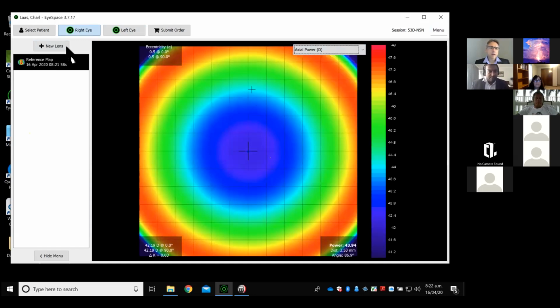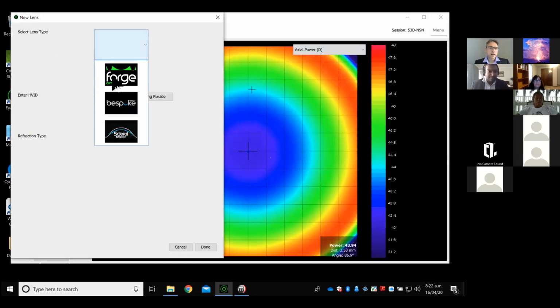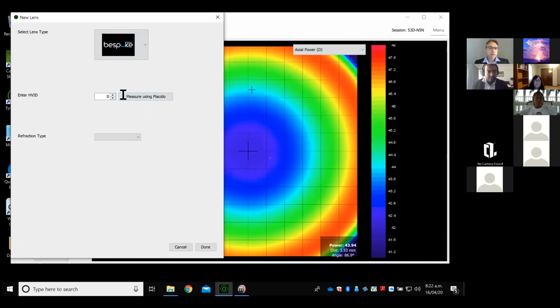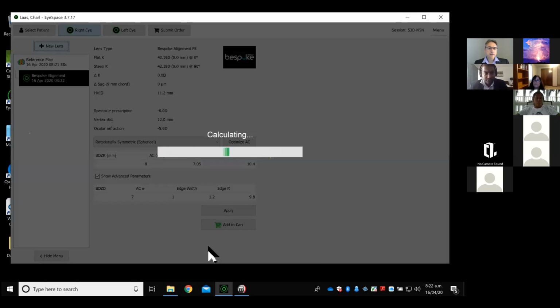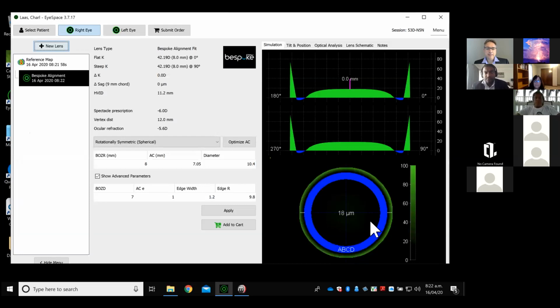So the same way as you would design any other lens, you will click on Forge or Bespoke. You will put the HVID measurement in, you will put your prescription in, and the software will design that lens based off the input data that you've just created. So that's an easy way to take any other topography data that you have, put it into iSpace, and then you can design the lens based off that corneal data. And from there, you can optimize the fit again.